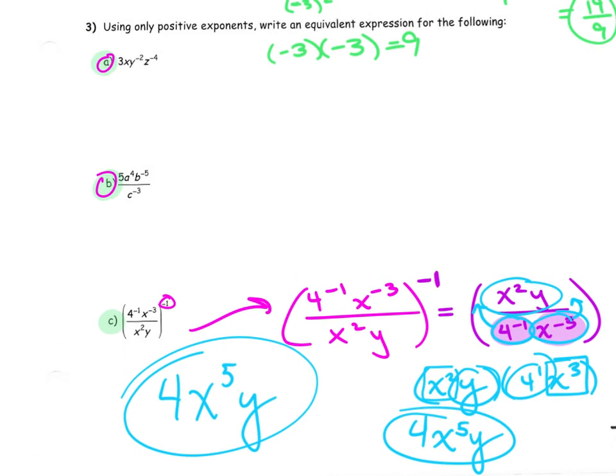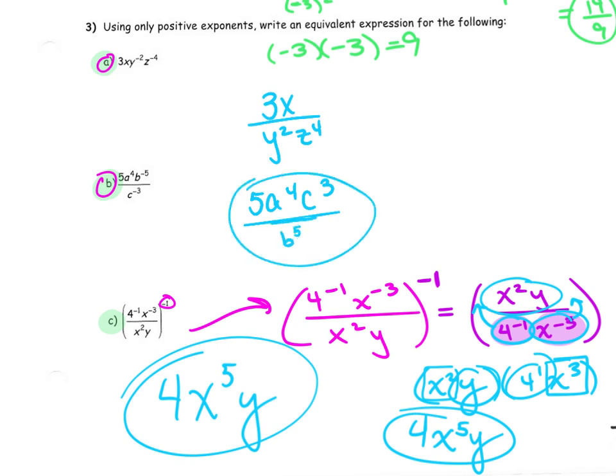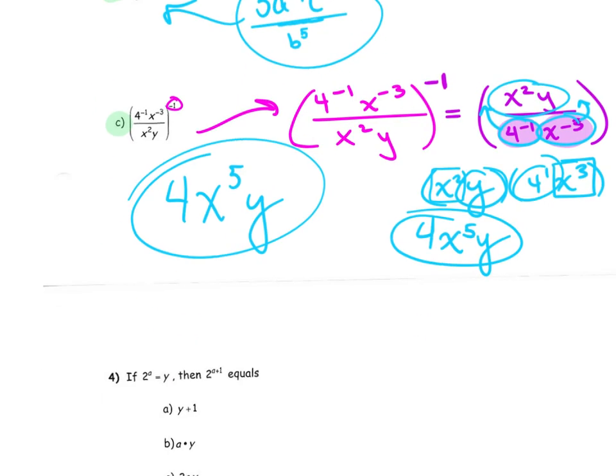You need to do this yourselves. So for 3a, you should get 3x over y squared z to the 4th. And for b, you should get 5a to the 4th, c cubed, all over b to the 5th. Okay, so those are your 2 answers for A and B.